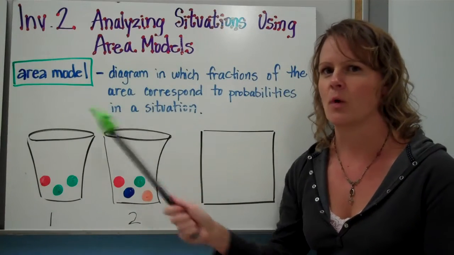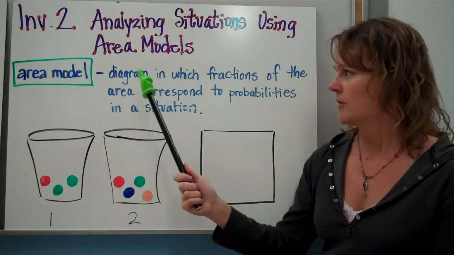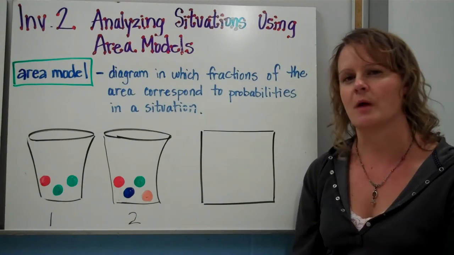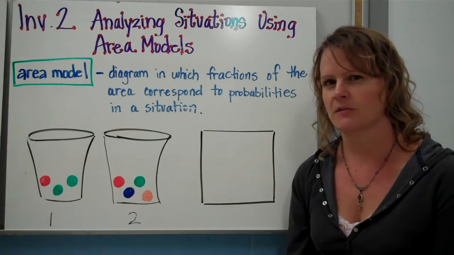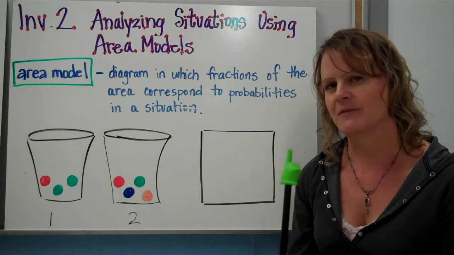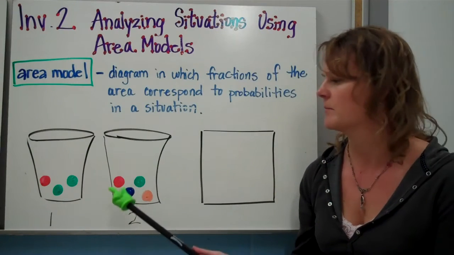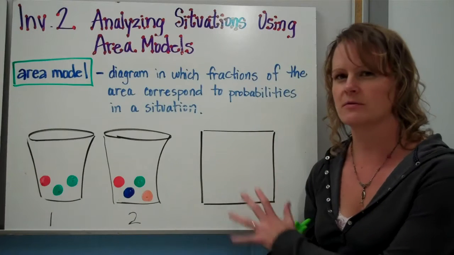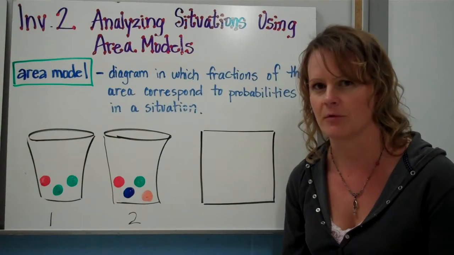So first of all, let's talk about what an area model is. An area model is a diagram in which fractions of the area correspond to probabilities in a situation. To give you an example of what that means, I have this bucket problem, and I'm going to give you 2 total examples today. In both cases, I'd like you to follow along with me, taking notes and actually running through the area model just like you would any problem.